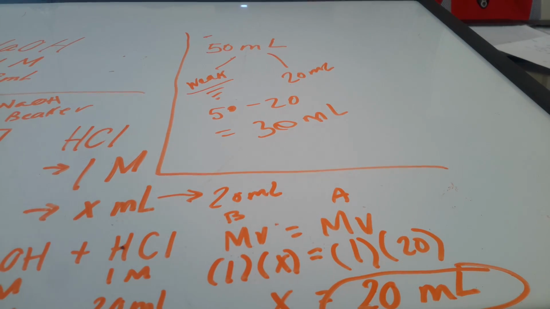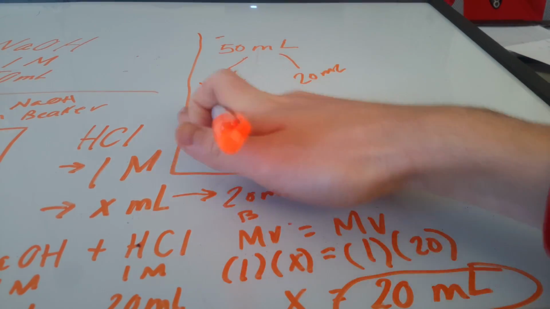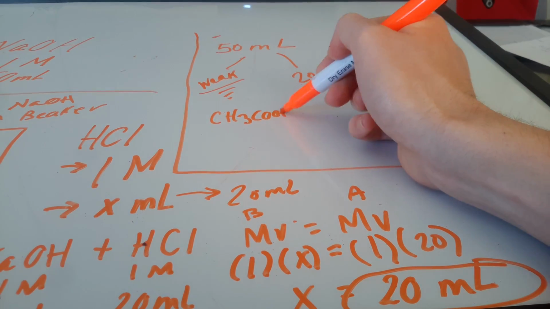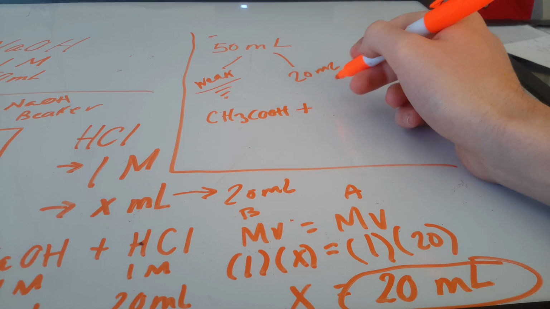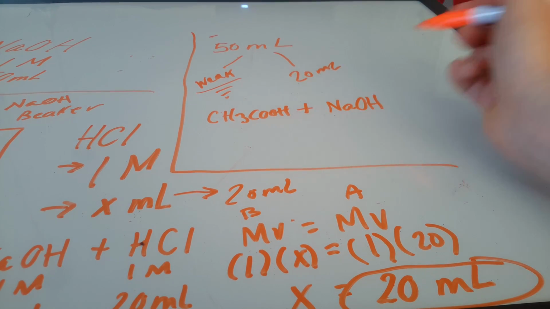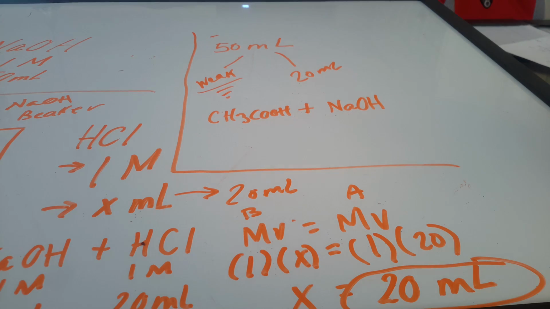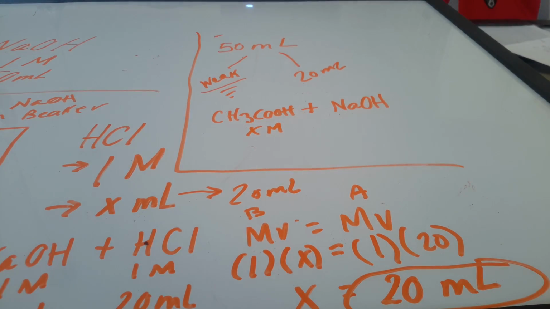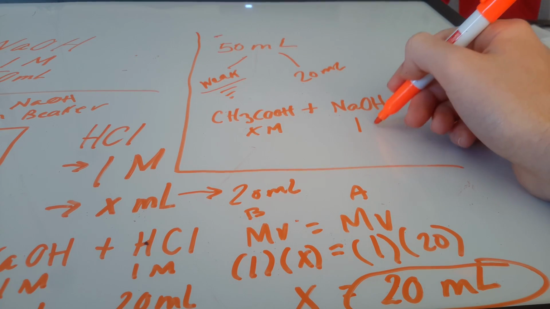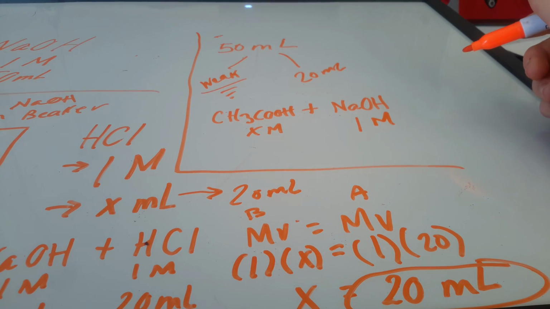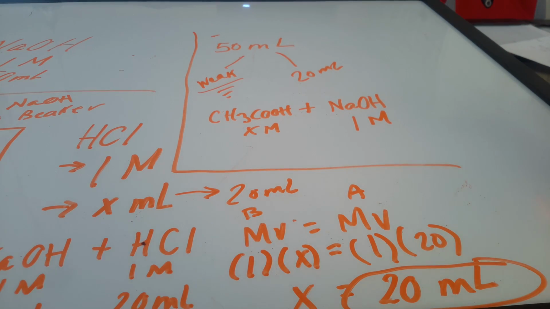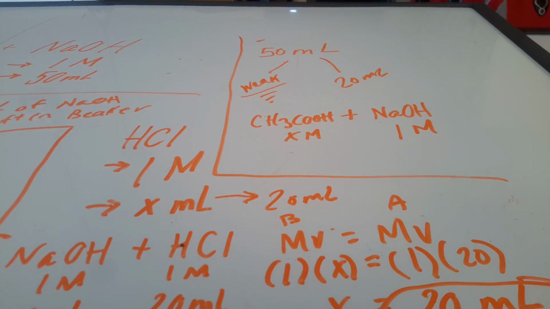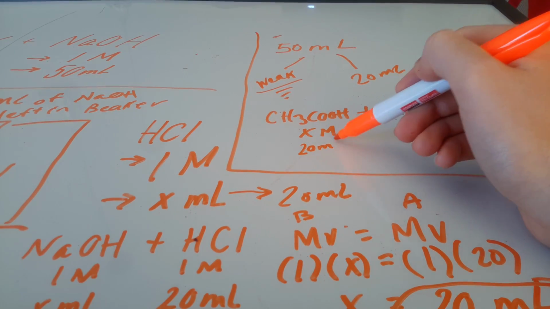So what we're going to do now is write the equation for the reaction between these two. So you're going to have CH3COOH plus NaOH, and we don't really care about what happens after that. We do not know the molarity of the CH3COOH. We know that the molarity of the NaOH is 1. And what volume of CH3COOH did we use? Well, if we go back, we see that we used 20 milliliters. So, write 20 milliliters over here.